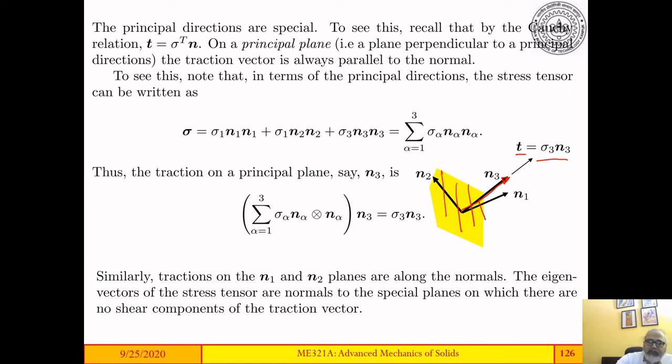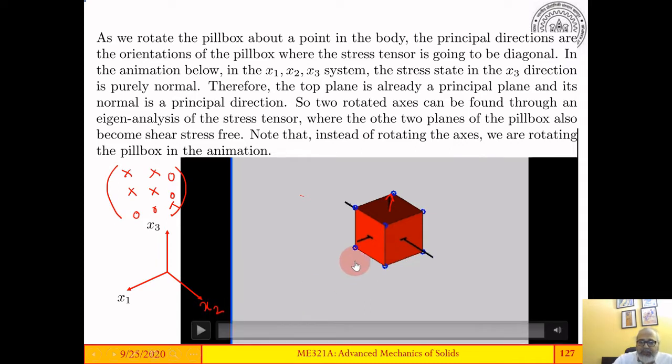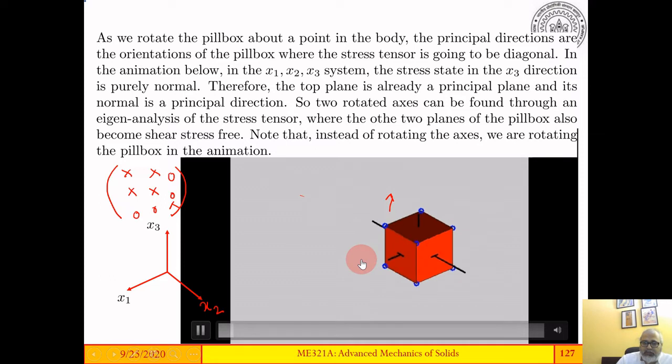In fact, we can take a very special example. The example that I have taken is of a stress that is given like this. There's something here, something here, something here, something here, and something here. These are 0. So in the 3 direction, you have only a normal stress anyway, and in the other directions, you have both normal and shear. Okay, this is the x2 direction. This is x2.